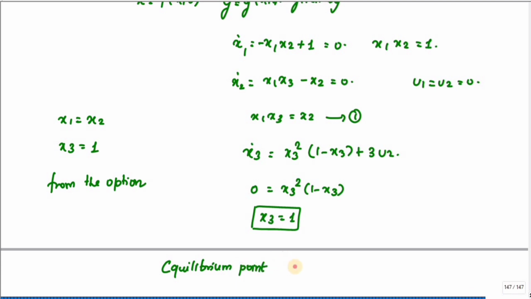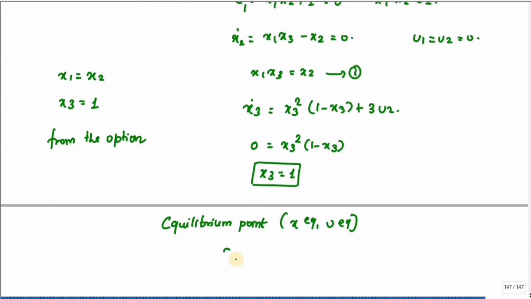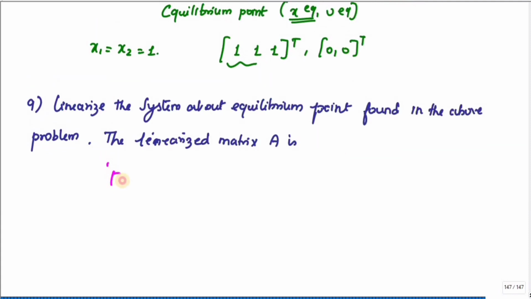So from this I can write the equilibrium point x equivalent and u equivalent. X equivalent values x1, x2, x3. If I take x3 is equal to 1 and x1 and x2 is equal to 1, I will get 1, 1, 1. Why it is 1, 1 means I have taken x1, x2 is equal to 1. So therefore x equivalent is 1, 1, 1 whole power transpose, and u1, u2 I have taken as 0, 0, therefore 0 comma 0 transpose. So these are my answers.